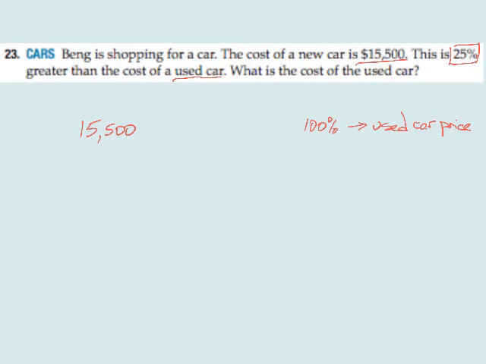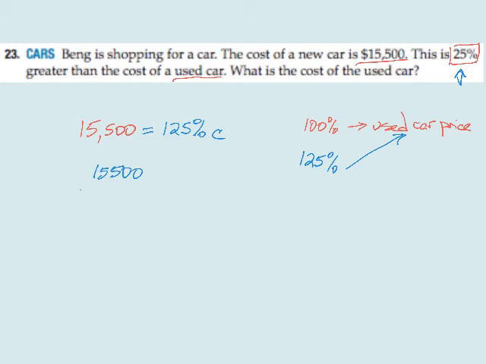Now, this car that she purchased is 25% more. So couldn't we think of this as being 125% of the cost of a used car? So 15,500 is 125% of the cost of a used car, which we don't know. We'll call it C.